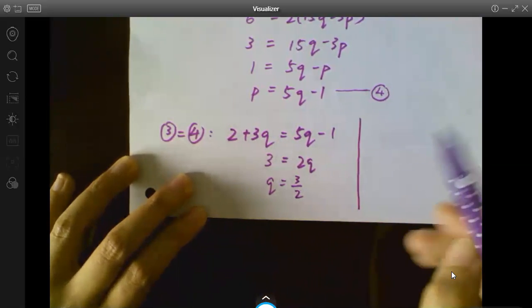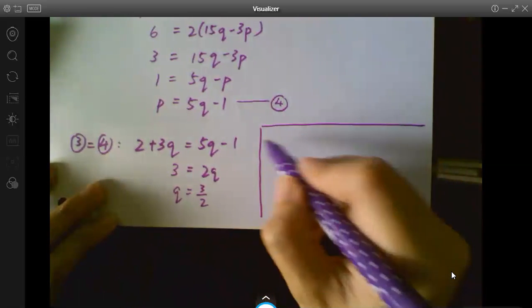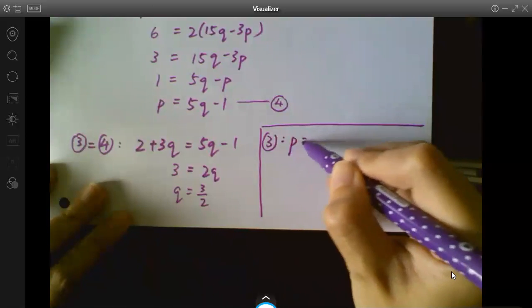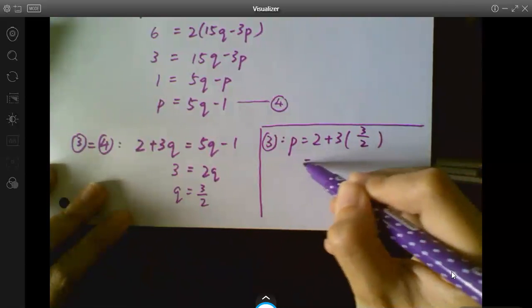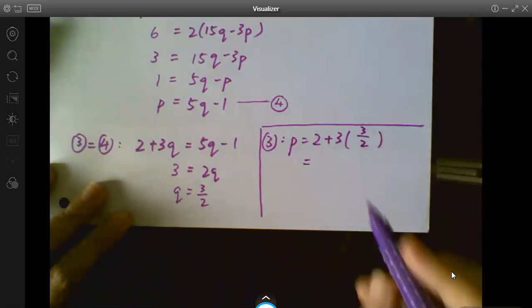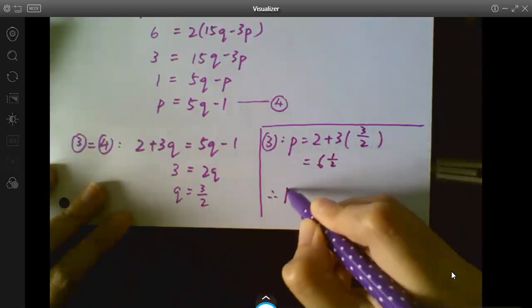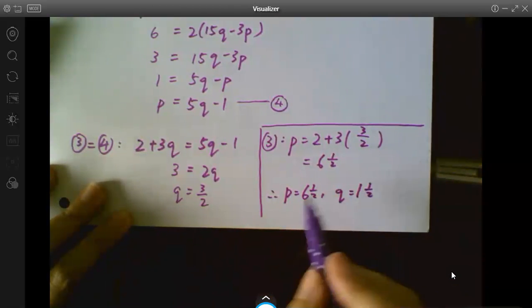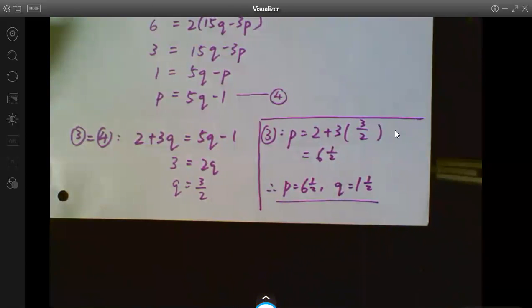Then I can substitute into equation 3. p would equal 2 plus 3q. Now we get 6.5. So p is 6.5. q is 1.5. There you go. You have your example 14.